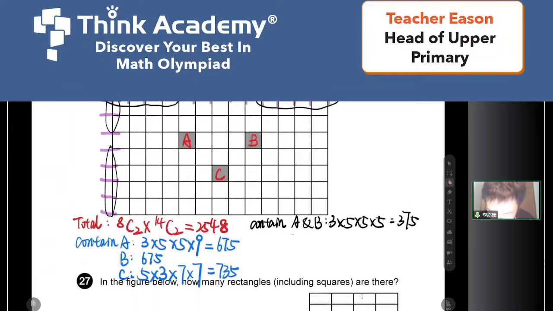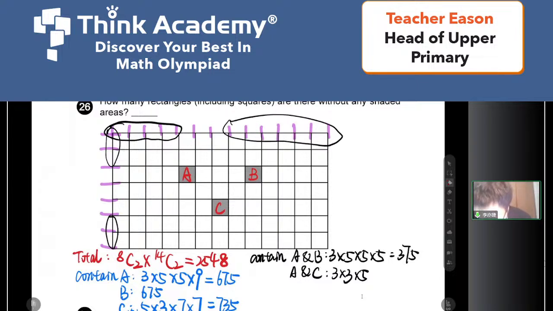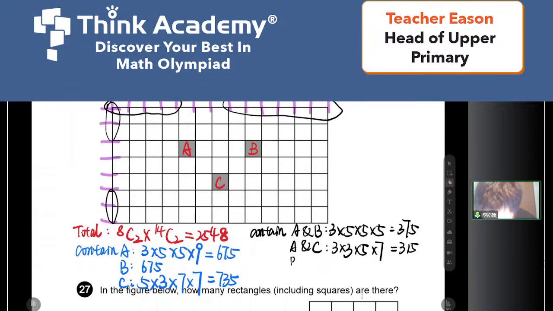And for A and C, it's the same, right? For those who contain A and C, the top is above A. The bottom is below C. So 3 and 3. The left is to the left of A. Right is to the right of C. So which is a 7. So it's 3, 3, 5, 7. So this is 315. So B and A are symmetric. So for those B and C, it's also 315.